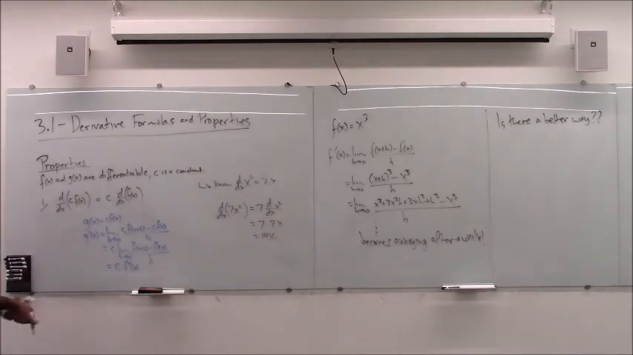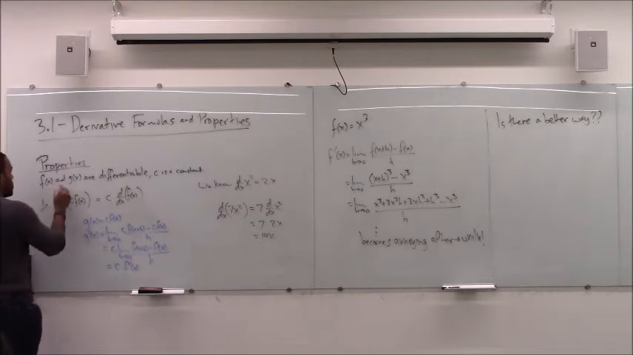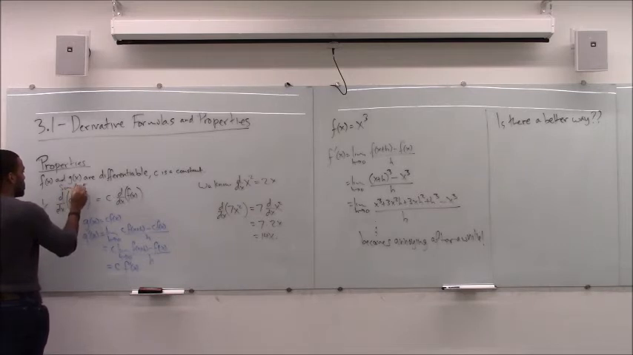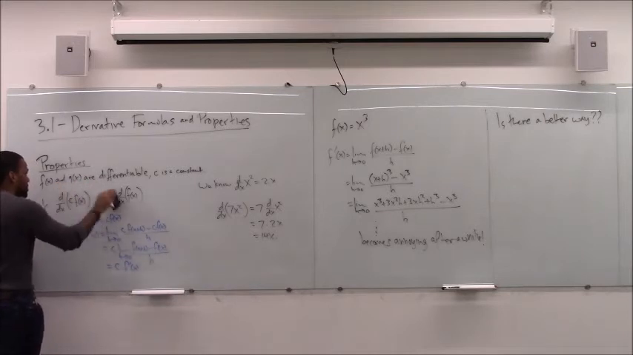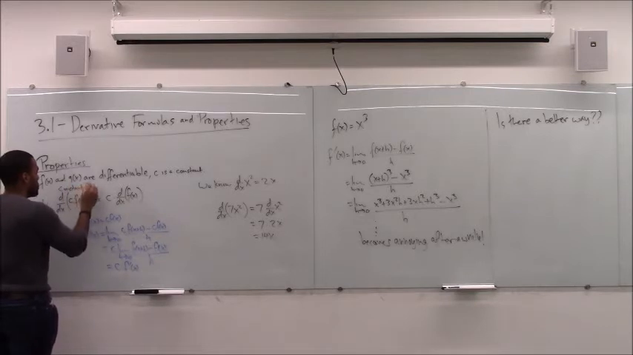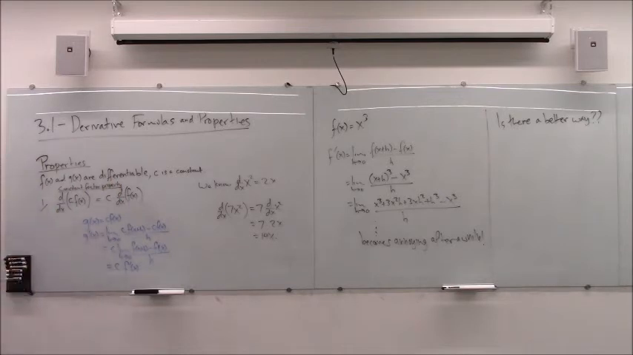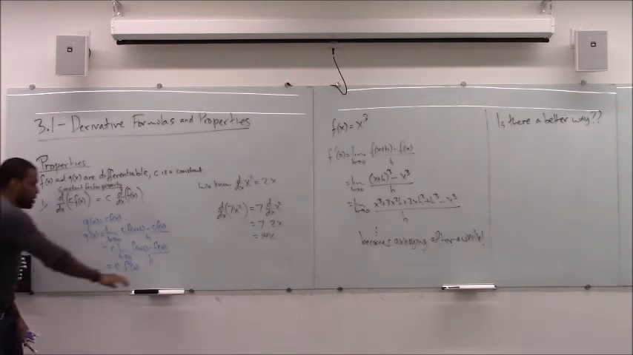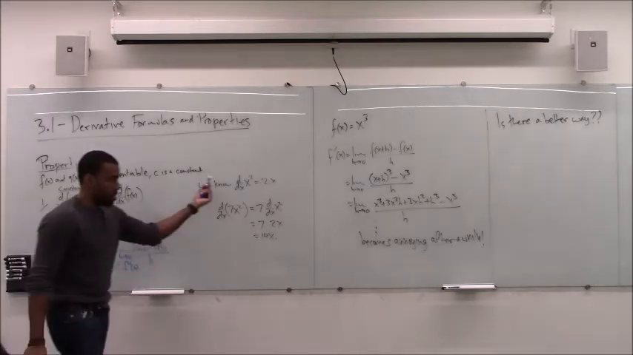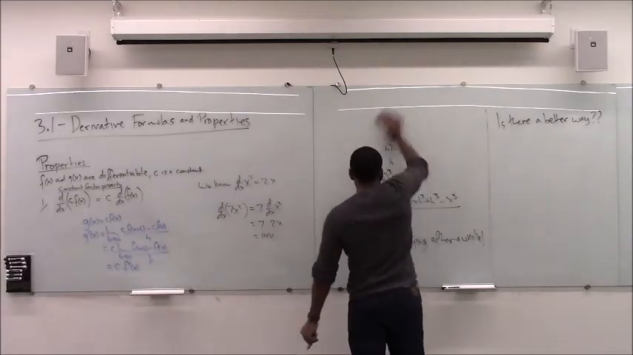So with this property, once I know the derivative of a function, I automatically know the derivative of any constant times that function. This is called the constant factor property, not the sum difference property. Sum difference property is the next one I'm going to tell you. Constant factor property. We can factor constants out. So once I know the derivative of a function, I automatically know the derivative of any constant times that function.